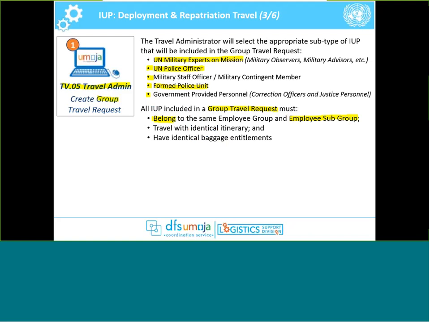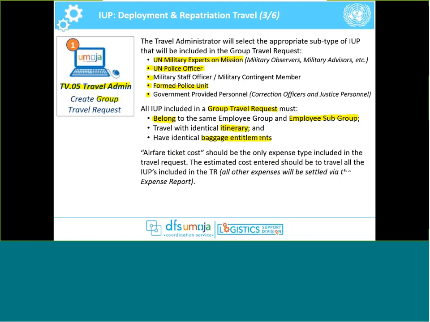All travelers should have identical itinerary. We will see that you can only specify one itinerary. And all of them should have the same baggage entitlements for the shipment. Okay. And then, regarding the different expenses that you as a travel administrator should include in the travel request, the airfare ticket cost should be the only one included in the travel request.